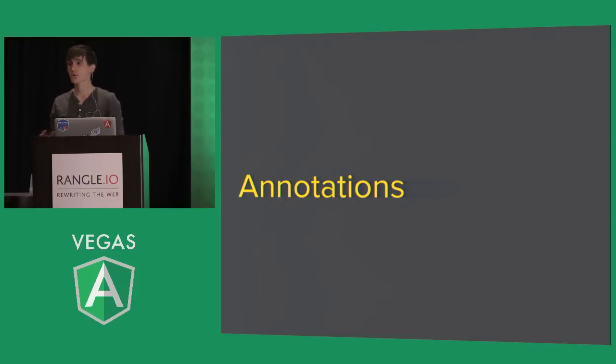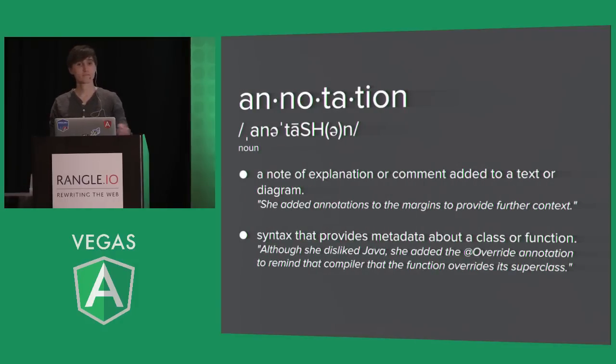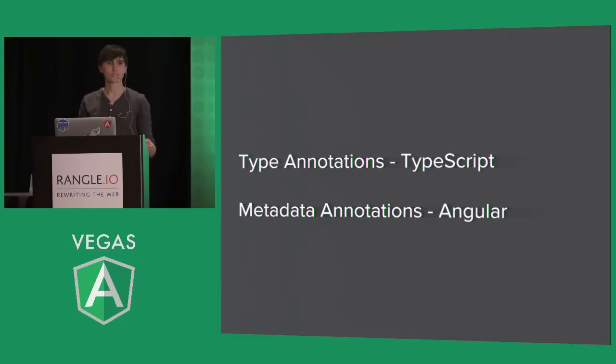So I promised you guys that I would talk about annotations. In real life, an annotation is a note or an explanation on a text or a diagram or something. And in development, it's something similar. We're providing a note, but we're providing this note for a compiler. There are two types of annotations that you might come across if you're learning Angular 2. You'll see type annotations for TypeScript and metadata annotations for Angular.